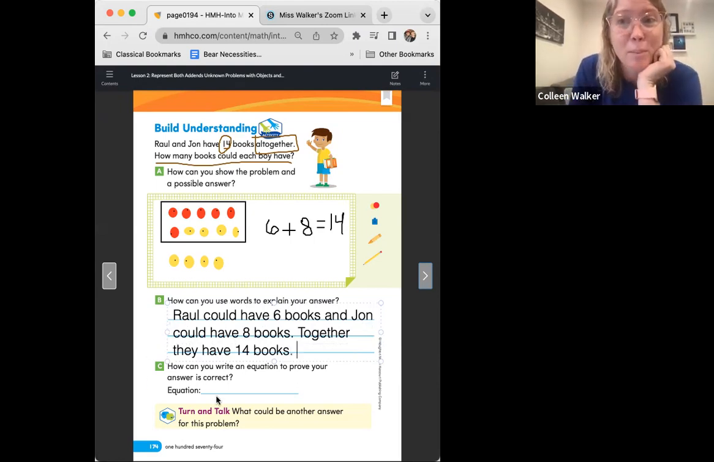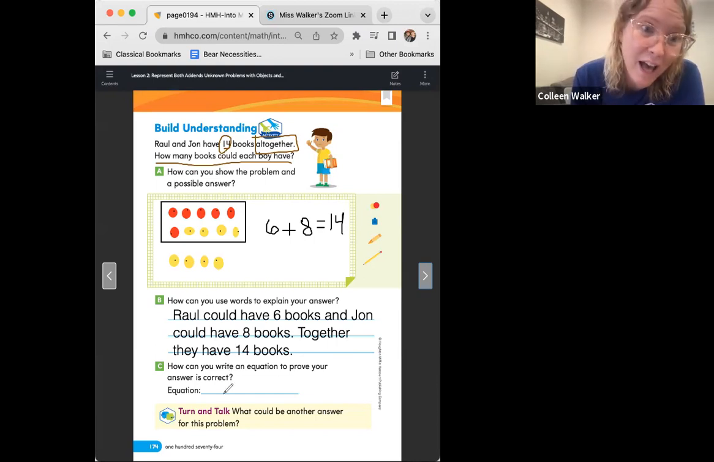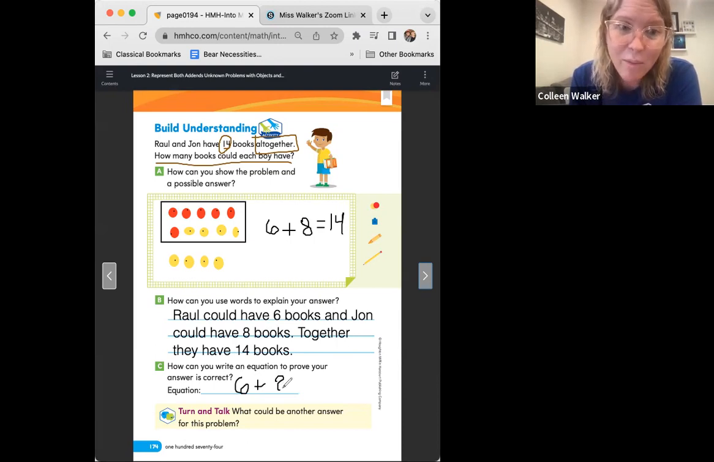That's right. Part C says, how can you write an equation to prove that your answer is correct? I know we already did it up here, but let's talk about it. How can we write an equation to prove the answers we chose? Yes, we can write how many Raul had plus how many John had to get our total. So how many did Raul have? Yes. And how many did John have? Yes. And how many did they have all together? Yes, they had 14. That's right.